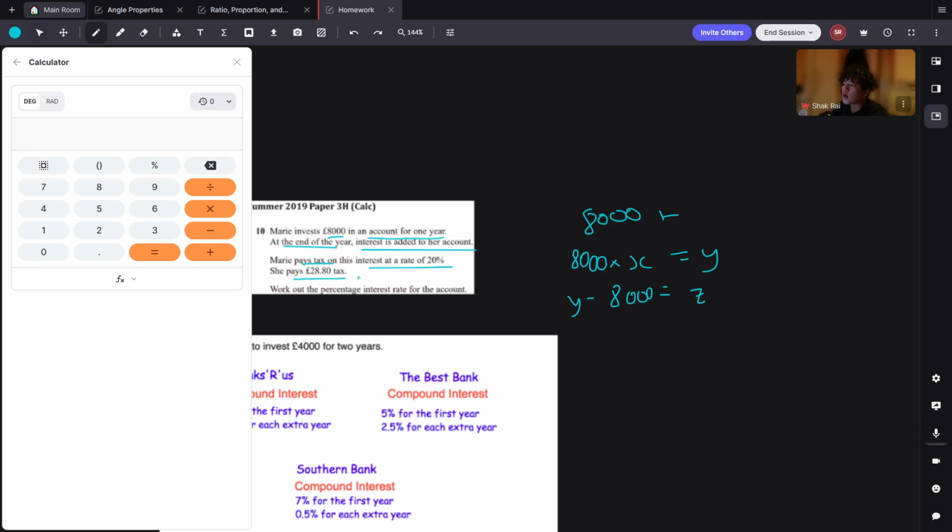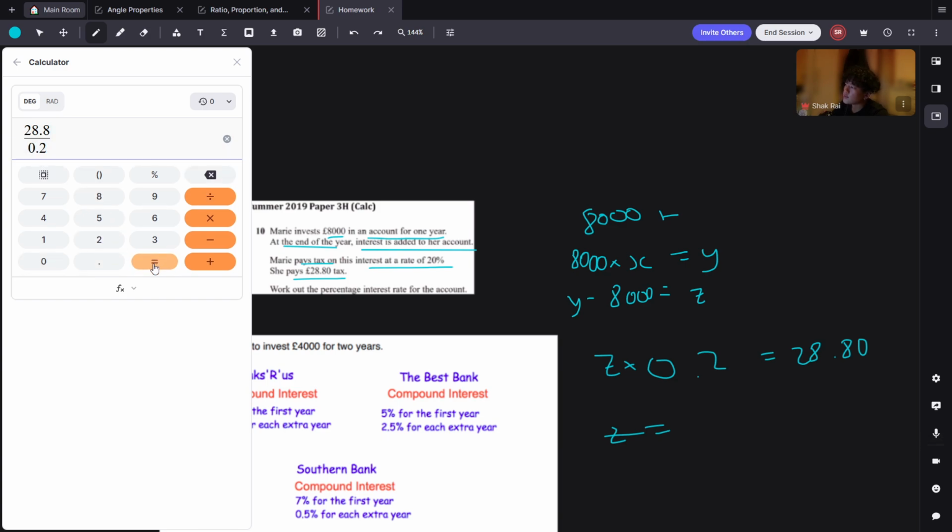So now, because she pays tax on this interest at a rate of 20%, we do Z multiplied by the tax rate, which is 0.2 because it's 20%. And this equals £28.80 because that's how much tax she actually pays. So now it's just a matter of going backwards. So £28.80 divided by 0.2 gives you 144.